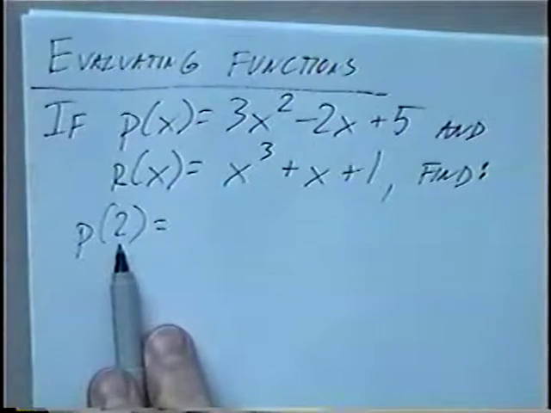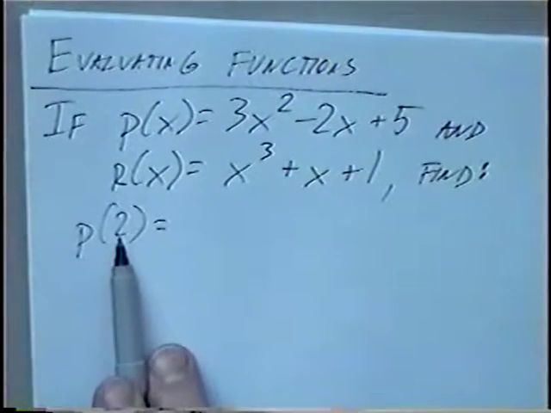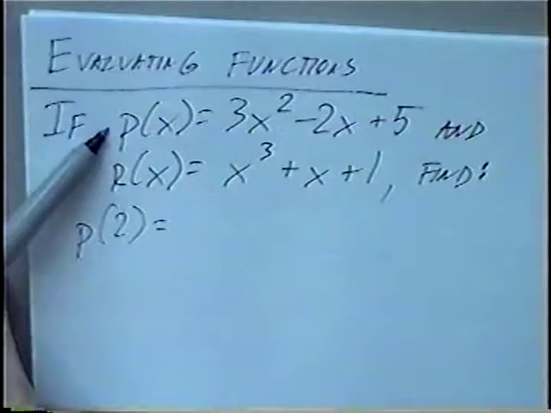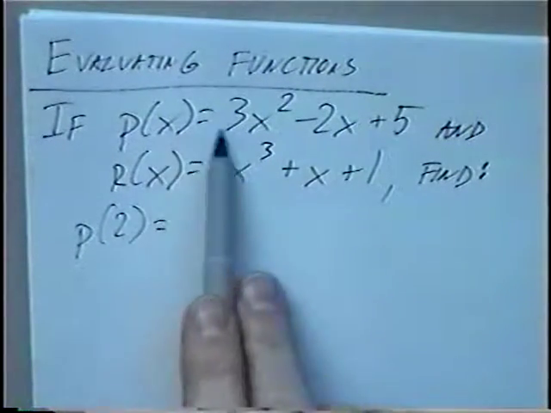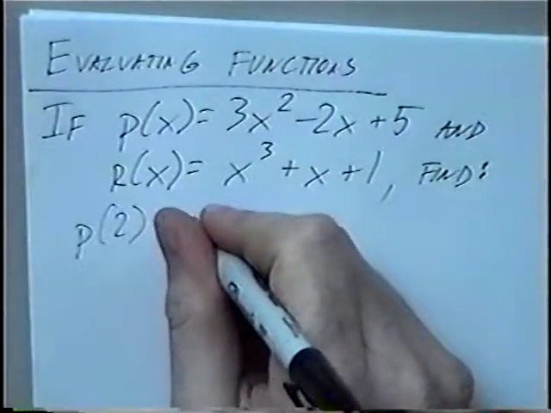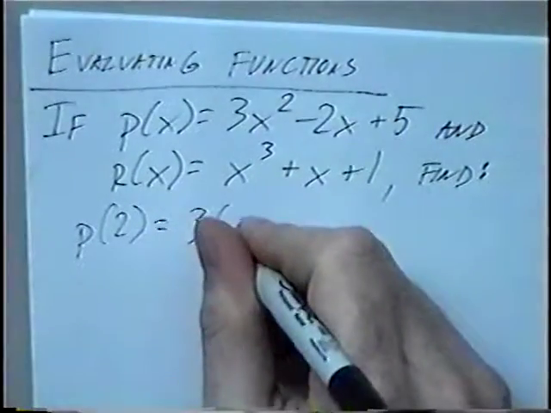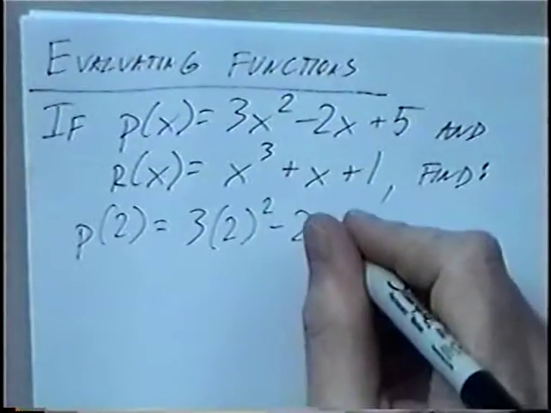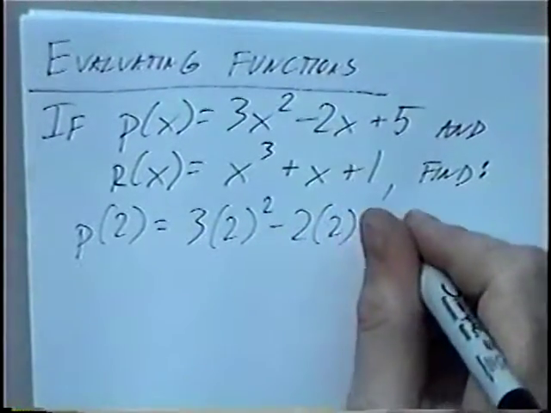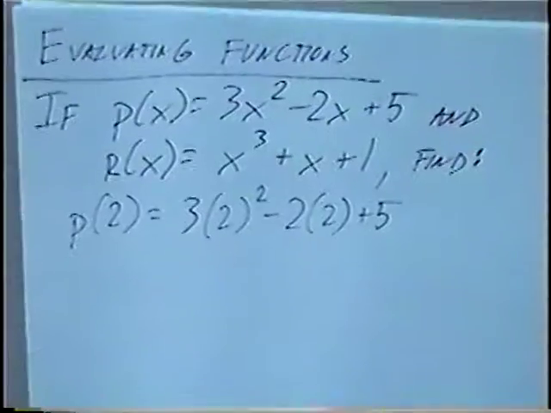P of 2, or with a 2 in parentheses, means we'll take a 2, plug it into the P equation, and we'll plug a 2 in for the x values. So rewriting the P of x equation, we'll have 3, but in place of x, we can plug a 2 in, 2 squared, minus 2 times 2 plus 5.